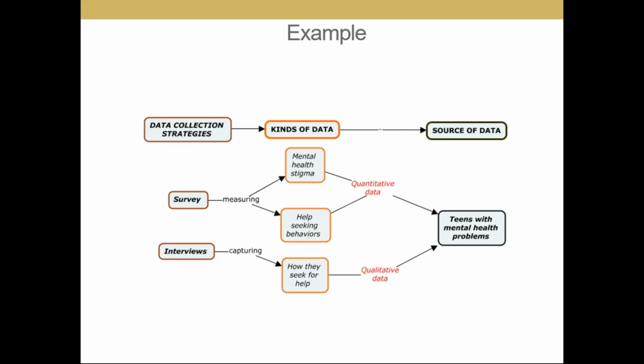So based on the example, I just came up with this diagram. As I said, the data collection strategy might be a survey, right? You measure these two variables, mental health stigma and health-seeking behaviors, and so you'll be collecting quantitative data for that. Who are you going to collect the data from? Participants who are teens with mental health problems. Also, you're going to do interviews to capture the process of how they seek help for mental health. That's qualitative data, and again you collect it from the teens with mental health problems.